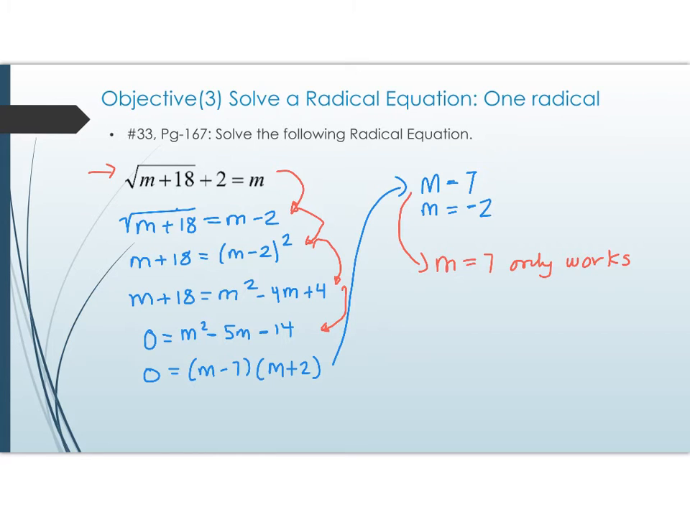So 0 is equal to m squared minus 5m minus 14. It turns out that this is factorable to m minus 7 times m plus 2 is equal to 0. And when we set the factors equal to 0, we get m is equal to 7 and m is equal to negative 2. It turns out in this particular case, only m equals 7 works. The negative 2 does not work in this particular case.